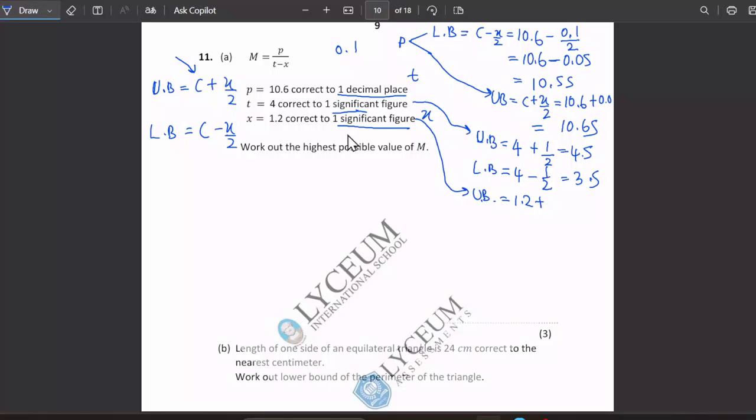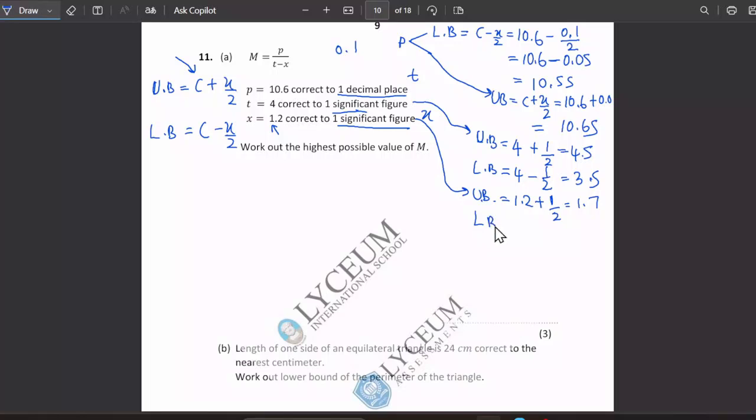What is the first significant figure? That's 1. Okay, so first significant figure is 1. And in this place, put 1. We get the answer as 1. So x is 1 divided by 2. So we will get 1.7 as upper bound.